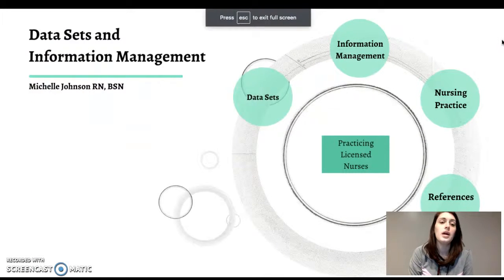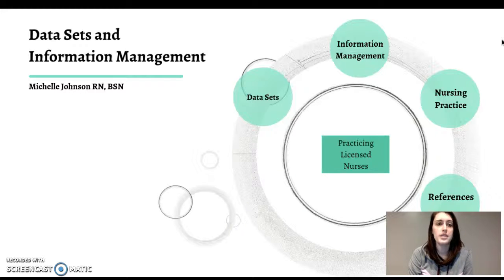Hello class. Today we're going to be going over data sets and information management. And this is in relation to practicing licensed nurses. So first, we'll start off with data sets.